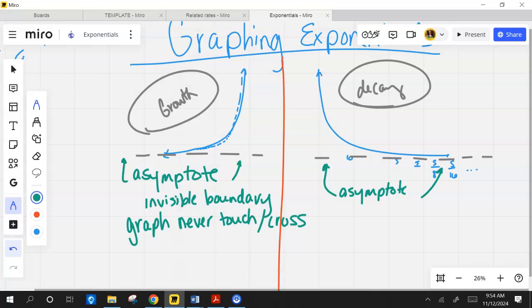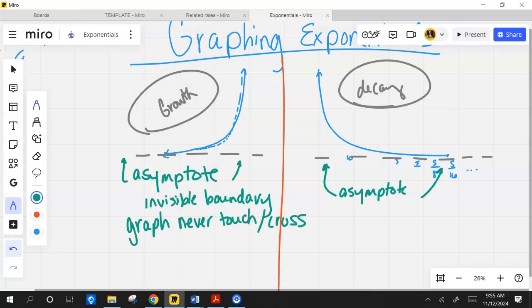I've got it dashed because it's not actually a part of the graph, but it is there. I have to recognize it. So I'll have you graphing the asymptotes here so that you can see where your boundary is. It gets really close, but it never touches. It's an invisible boundary. The graph never touches or crosses.